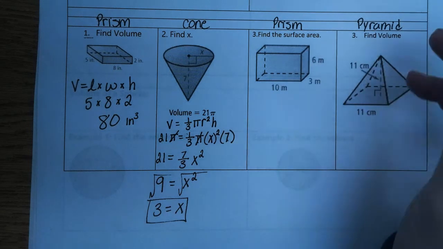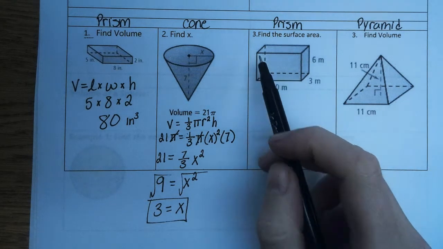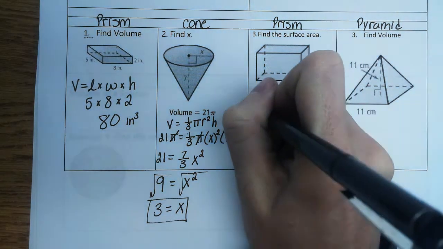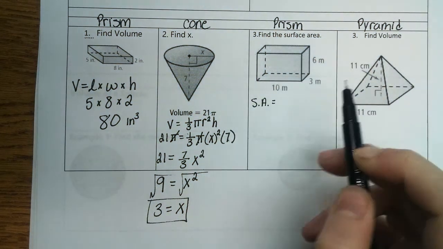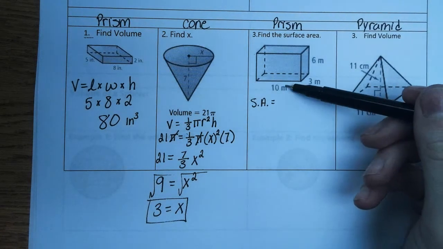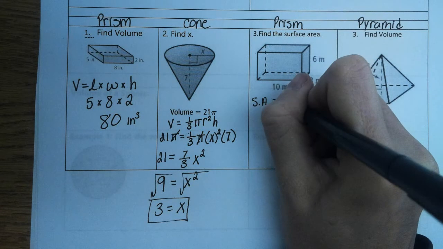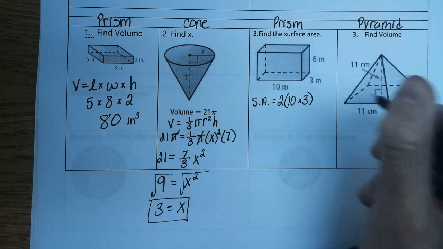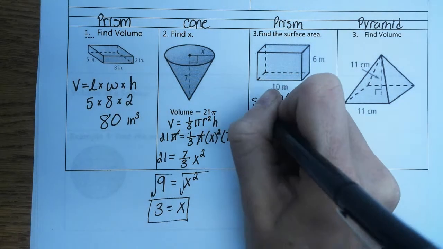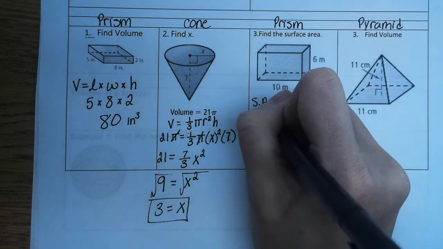The prism surface area is the area of all of these squares put together. So let's see. The bottom square is a 10 by 3 square. And there's the bottom and the top that are equal. So I'm going to say 2 times 10 times 3. Plus, I'm going to have to go down to this next row. 2 times, I'm going to do the left and the right side, 3 times 6.